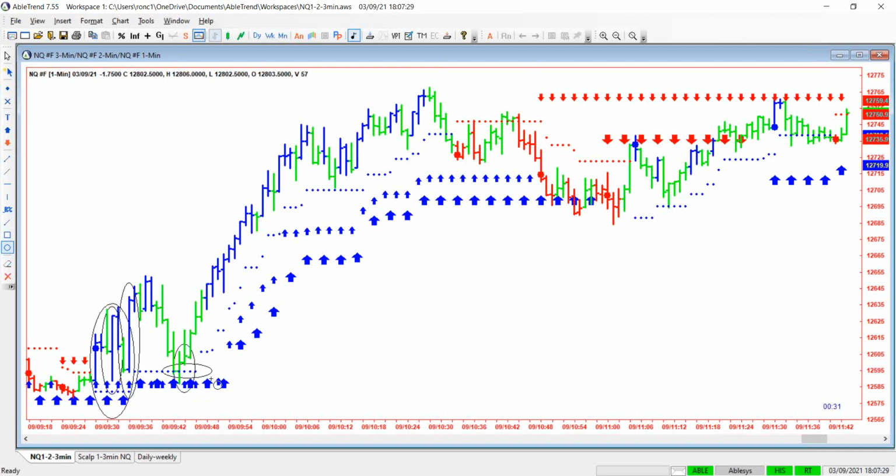Now it's green. Everybody has different risk tolerance. So if you have a high risk tolerance, you get in. If you have a low risk tolerance, you don't. You just leave it alone.